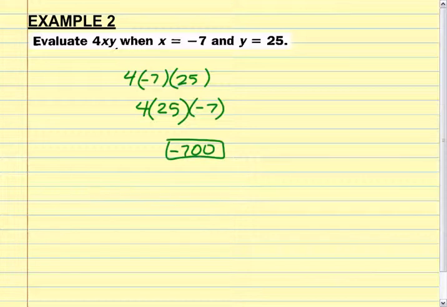-700. Beautiful. Perfect. What property did this represent? Connor? Multiplication commutative. Commutative property of multiplication. Yes, because we moved the 25. We put it in front of the -7.